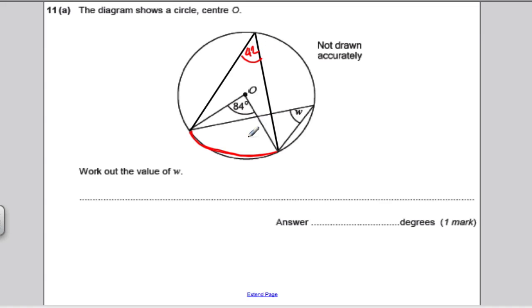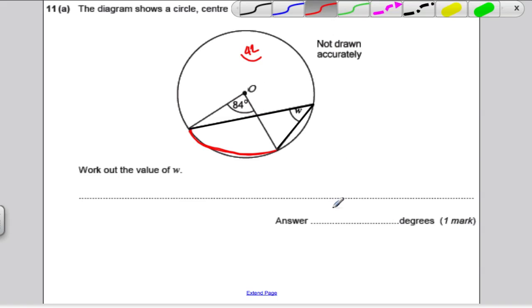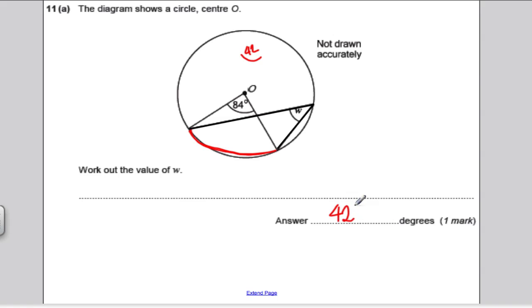be 42. Now, although this has been drawn quite strangely, just imagine here, W is actually an angle subtended from the same arc as the angle 84 subtended at the middle. So W must be half of 84, so in particular W must be 42 degrees.